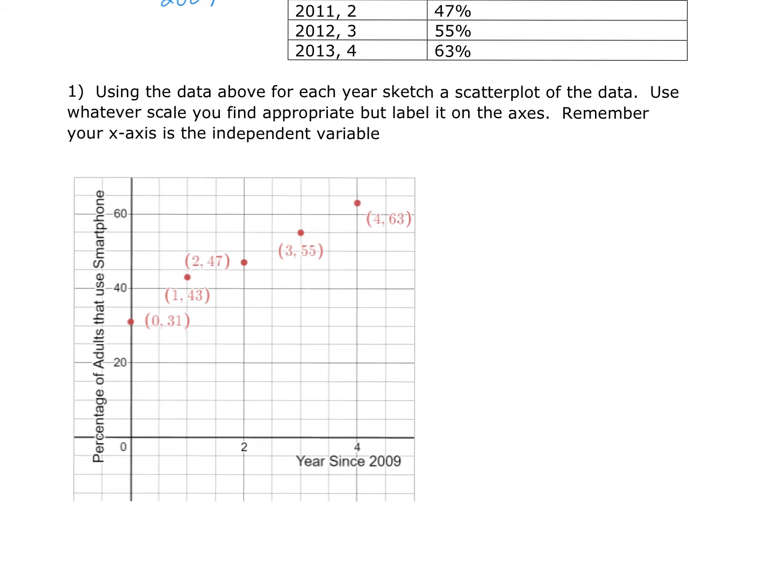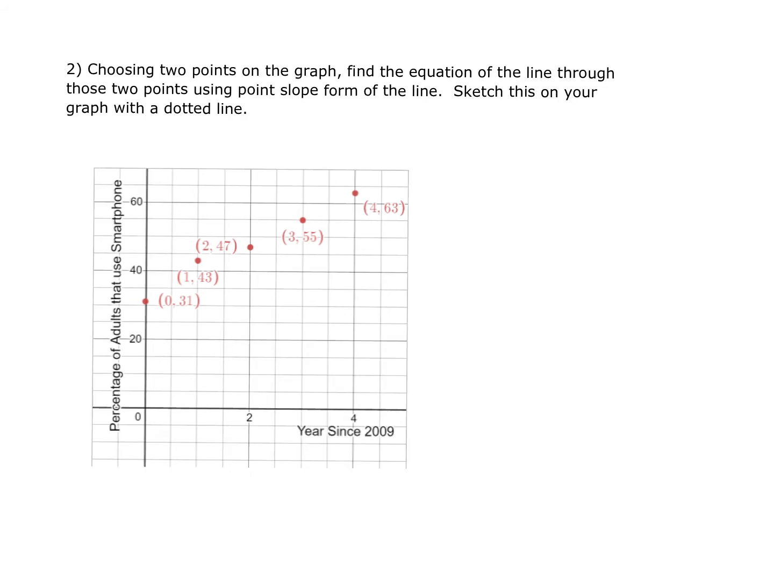So anytime that you're going to make a graph, it's very, very important that you label your axes and your scale. It would be very nice if I could have an equation of a line that kind of described what was going on here. And so the first thing that we're going to do is choose 2 points on this line. I'm going to choose (3, 55) and (1, 43). And I'm going to find the equation of the line through those 2 points using our equation for slope first and then our point slope form.